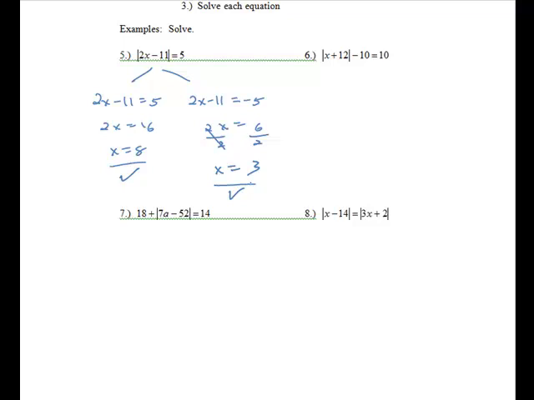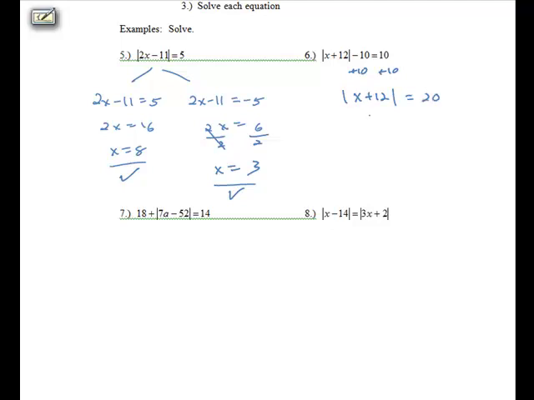Example 6, absolute value equation once again. In this case, step number 1 is not done for us. The absolute value is not isolated on the left-hand side, so that's the first thing we need to do. Now we can't move something into a set of absolute values. You can't pull something out. So the way we're going to get rid of that minus 10 on the left-hand side is simply add 10 to both sides. In other words, move it to the right-hand side, giving us the absolute value of x plus 12 is equal to 20.